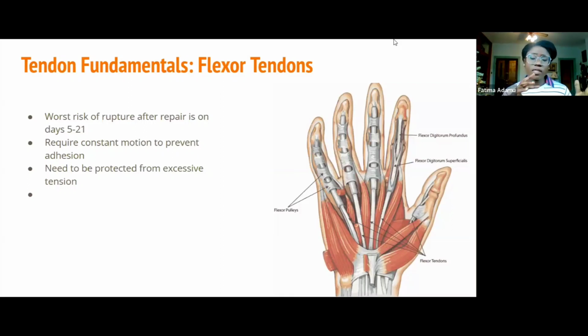And paradoxically, you also still want to keep moving it to keep them lubricated, right? And we need to be protecting them from excessive tension. Because these are your flexor tendons, if the tendon extends all the way, that's too much stretch in the instance of a repaired tendon. So you want to make sure we're placing the patient in what we call a safe position so that we can educate them on how to move in a range that doesn't place too much tension on the flexors.